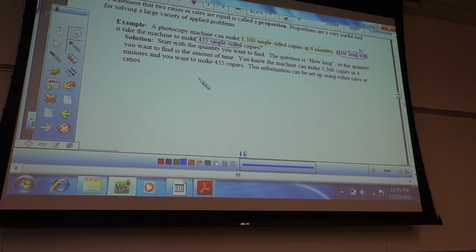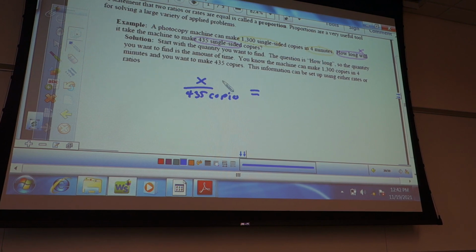So here's a suggestion. Start with x. X is what I'm trying to find. And put it over what it goes with. So x goes with what? 435 copies. Set that equal to the other part. So the other part is 4 and 1,300. Everybody with me? I need to label that.